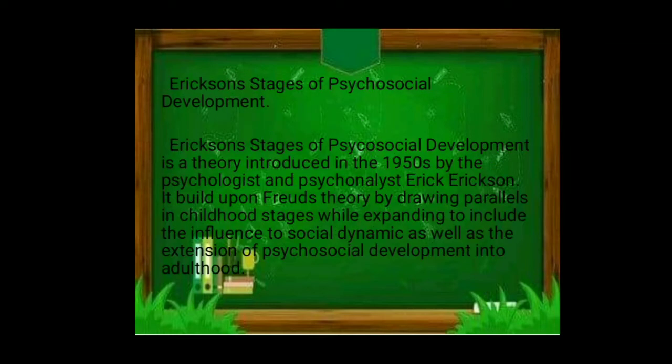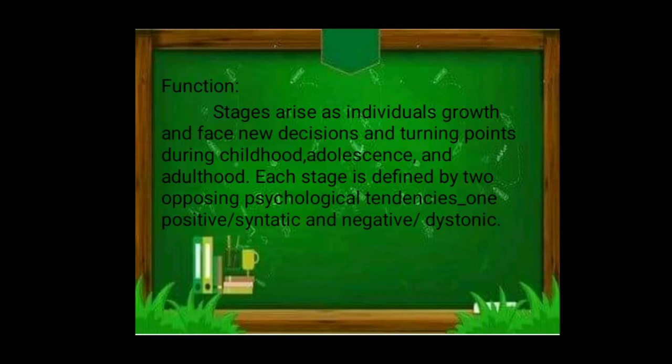Next, Erikson's stages of social development is a theory introduced in the 1950s by the psychologist and psychoanalyst Erik Erikson. It built upon Freud's theory by drawing parallels in childhood stages while expanding to include the influence of social dynamics, as well as the extension of psychosocial development into adulthood. Next is the function. Stages arise as individuals grow and face new decisions and turning points during childhood, adolescence, and adulthood. Each stage is defined by two opposing psychological tendencies, one positive, syntonic, and one negative, dystonic.